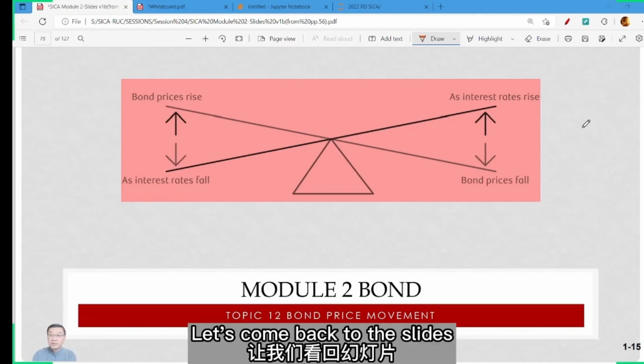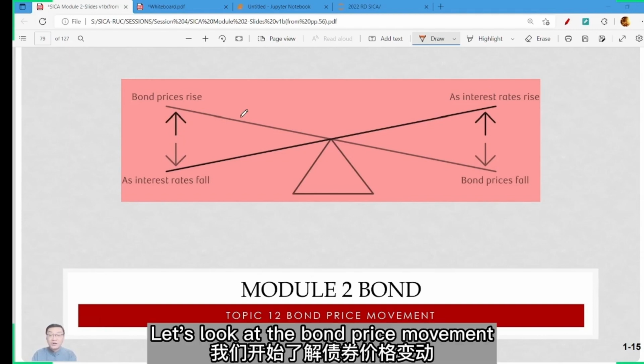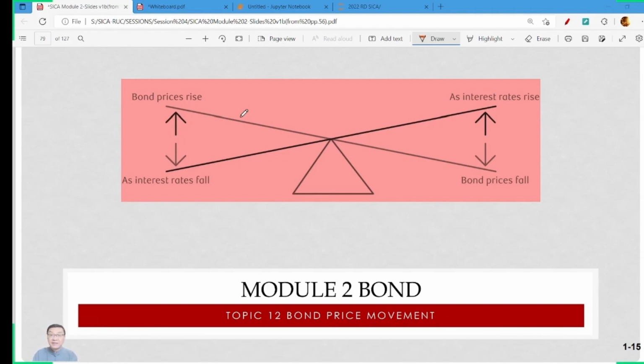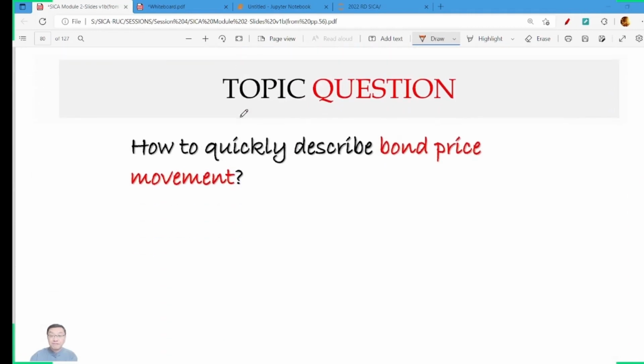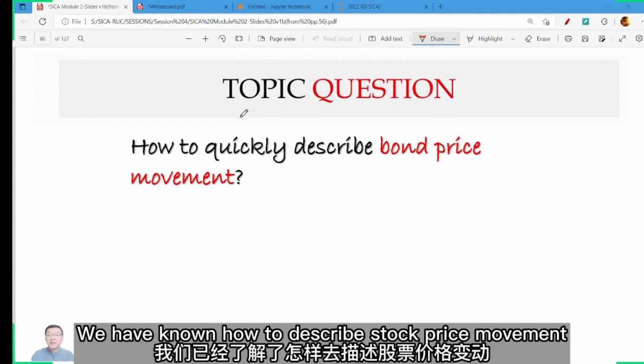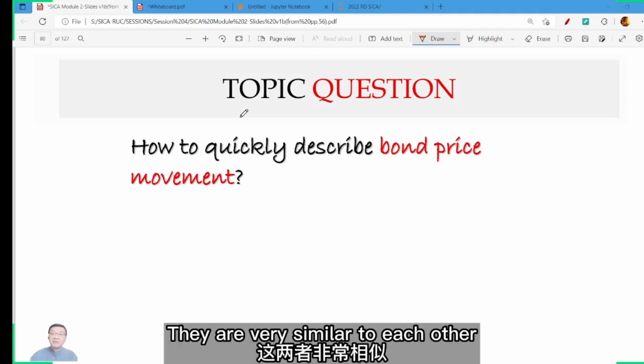Let's come back to the slides. We have a new topic now. Let's look at the bond price movement. We have known how to describe stock price movement. Now let's look at how to describe bond price movement. They're very similar to each other.